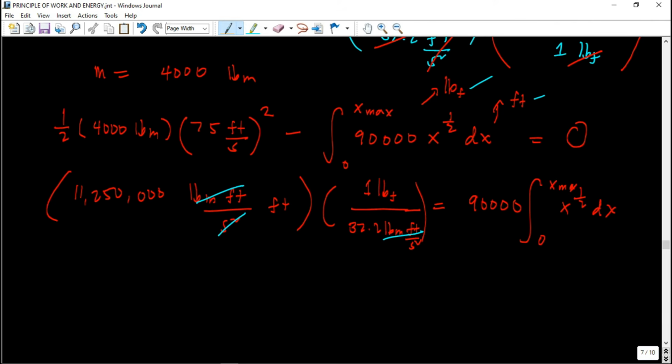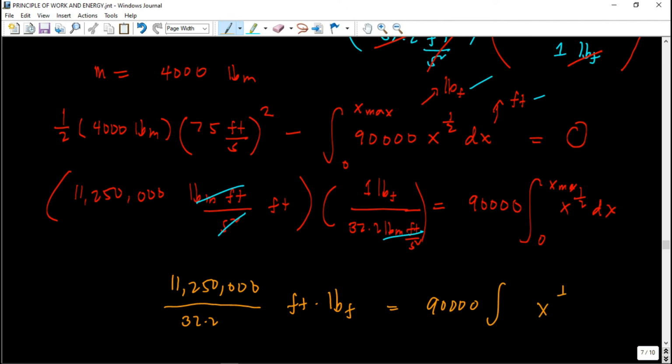So we have this 11,250,000, okay, divided by 32.2. Unit niya is, okay, foot pound force. And we have here 90,000 integral of x raised to 1 half dx, and we have here, okay, 0 to x max. Just take note that the unit of this right side is also foot-pound force from our given.